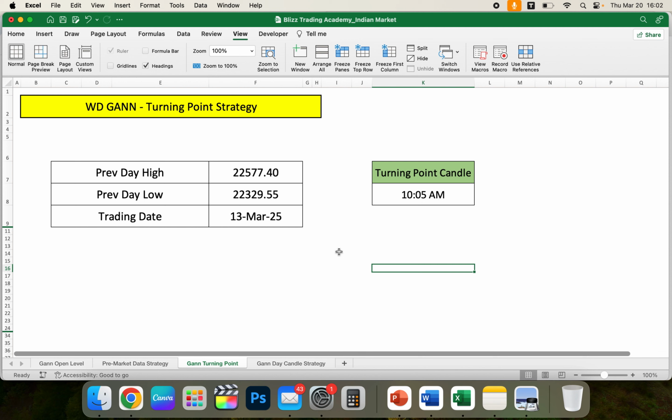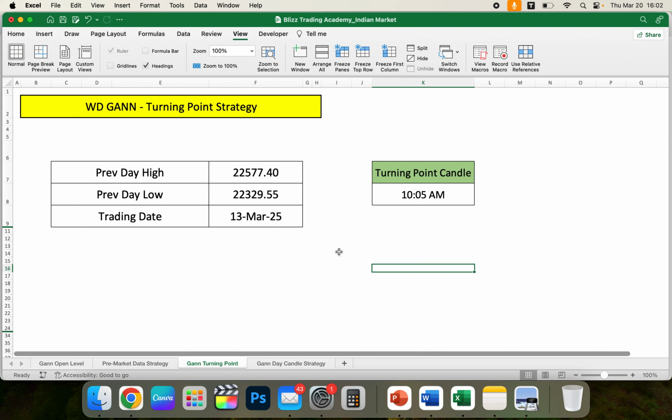It's our own strategy. We've named it the turning point strategy, which means one single candle is going to act as a strong support and resistance throughout the day, right? So we are going to identify that particular candle based on the previous data. For example, if you enter the previous day high and low, it shows the exact time of the candle where the market is going to turn. So that's why we call this the turning point candle.